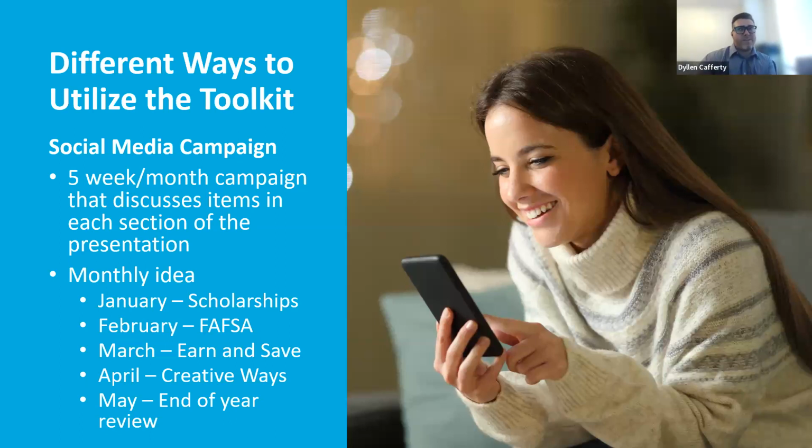This was a really cool idea from my supervisor, my boss, which was a social media campaign. You could do a 5-month campaign that discusses some of these different items in your social media. So for example, with that monthly idea down below, in January, you could talk about just scholarships, and each week have one post for different ways to search for scholarships, different tips, et cetera. February, talk about FAFSA. March, earn and save. April, creative ways. And then May, just have a quick review of what you've been talking about for the school year. So a pretty awesome idea there. You've got the material. You can even just copy some of the slides or the material into however you want to design it, et cetera.